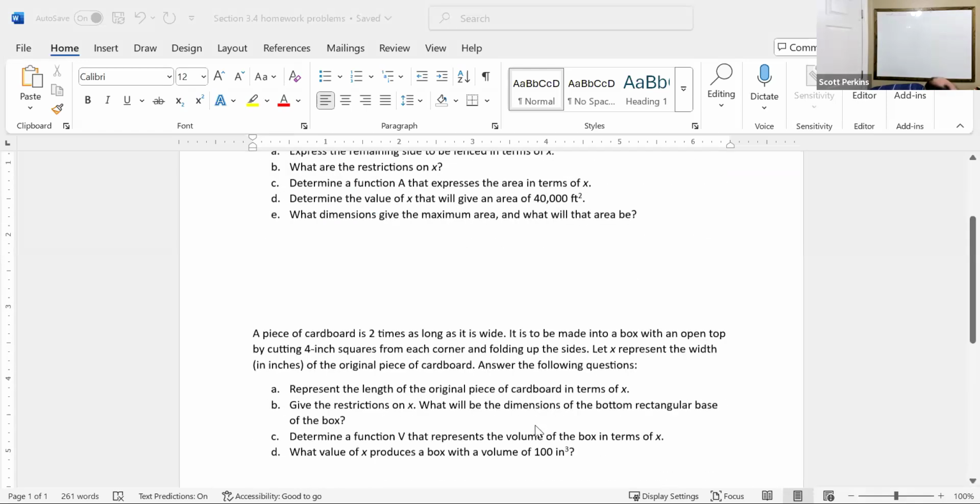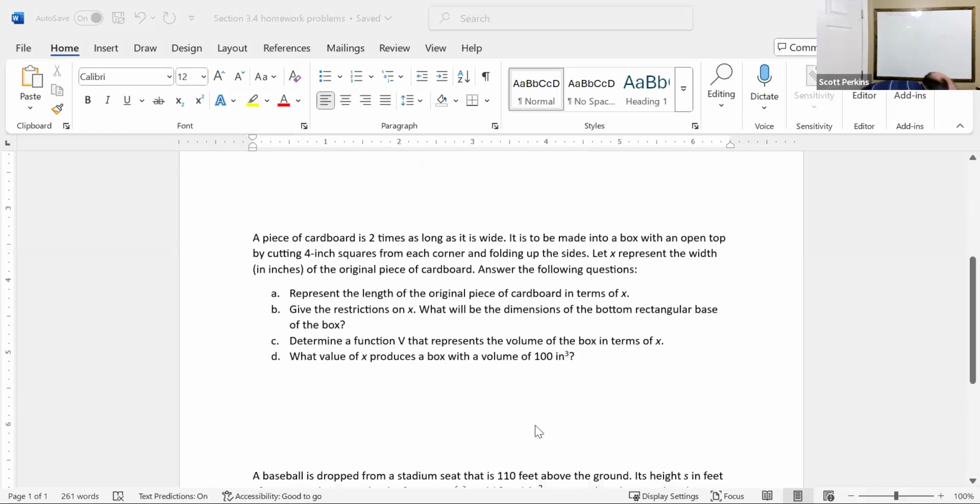So here's my screen again. It says this: a piece of cardboard is 2 times as long as it is wide. It is to be made into a box with an open top by cutting 4-inch squares from each corner and folding up the sides. Let X represent the width of the original piece of cardboard. Answer the following questions, and there are 4.